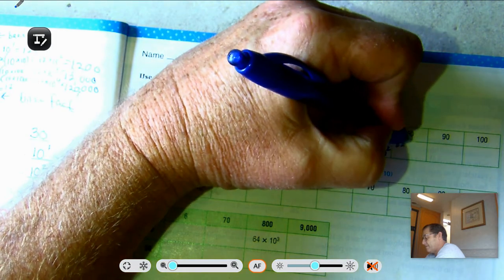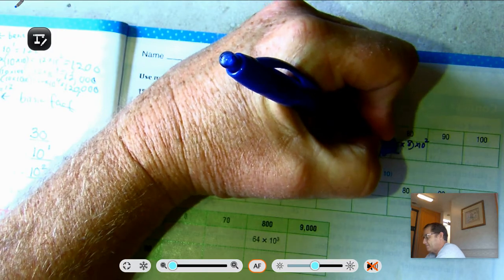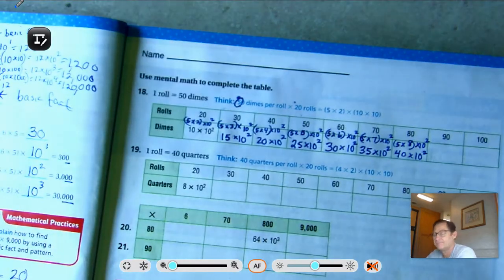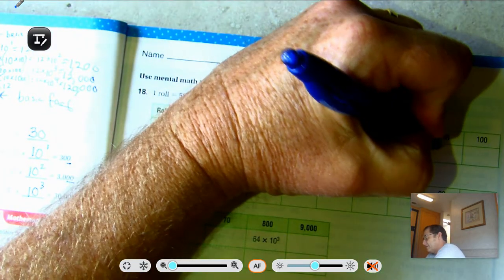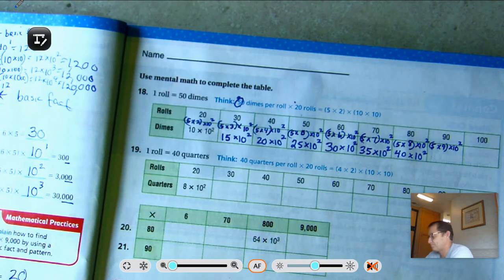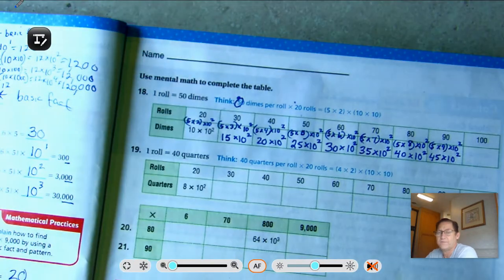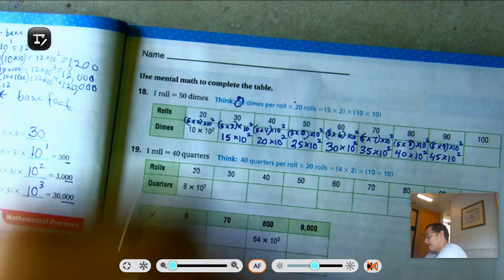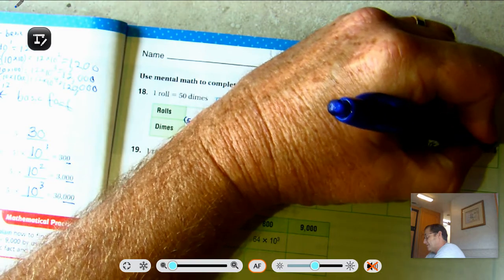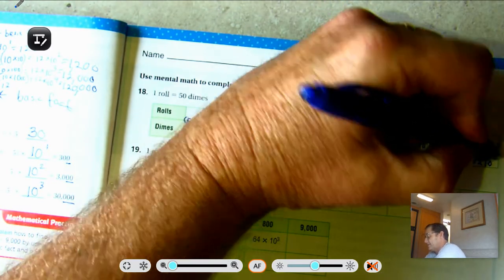80 would be 5 times 8 times the second power of 10. 40 times the second power of 10. 5 times 9 times the second power of 10. 5 times 10 times 10 squared would give us 50 times 10 squared.